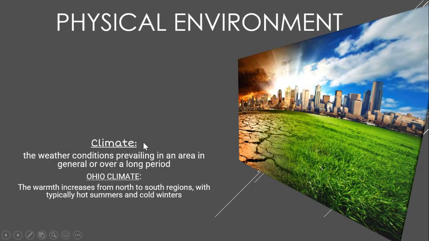Climate, we talked a little bit about this yesterday. Climate is the weather conditions over a long time, an average. I asked you guys yesterday if you could describe Ohio's climate or Ohio's weather, what would it be like? Some of you said crazy. Some of you said unpredictable. Some of you said warm in the summer, cold in the winter. And all that is right. But that is the climate, the weather conditions prevailing in an area over a long time.